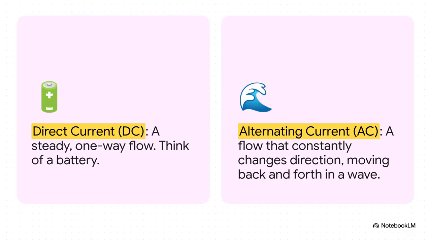Okay, so at the most basic level, electricity really has two main personalities. On one end, you've got direct current, or DC. Think of it like a river flowing in one steady, straight direction. That's the kind of power you get from a battery. But then there's the stuff in our walls, and it's a whole different beast. That's alternating current, or AC. Instead of a straight line, it's constantly changing direction, oscillating back and forth in this beautiful, rhythmic wave.